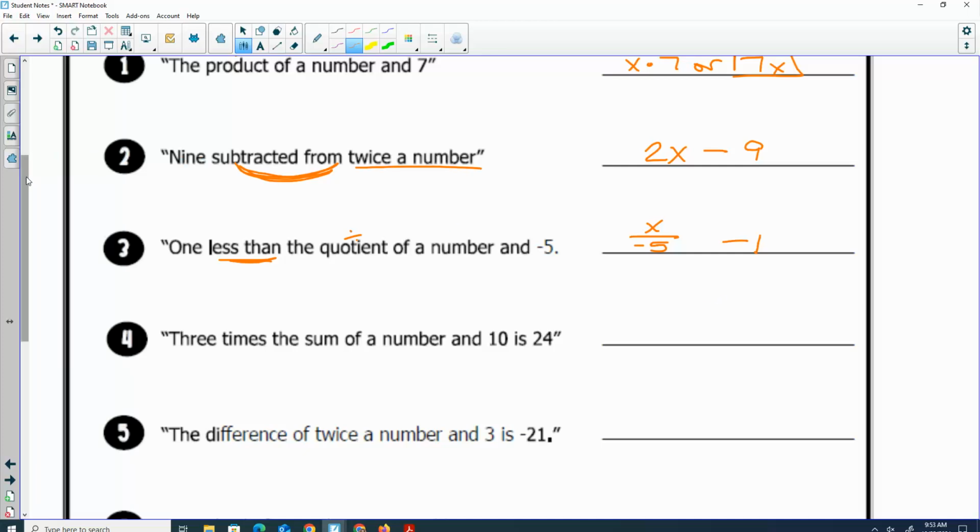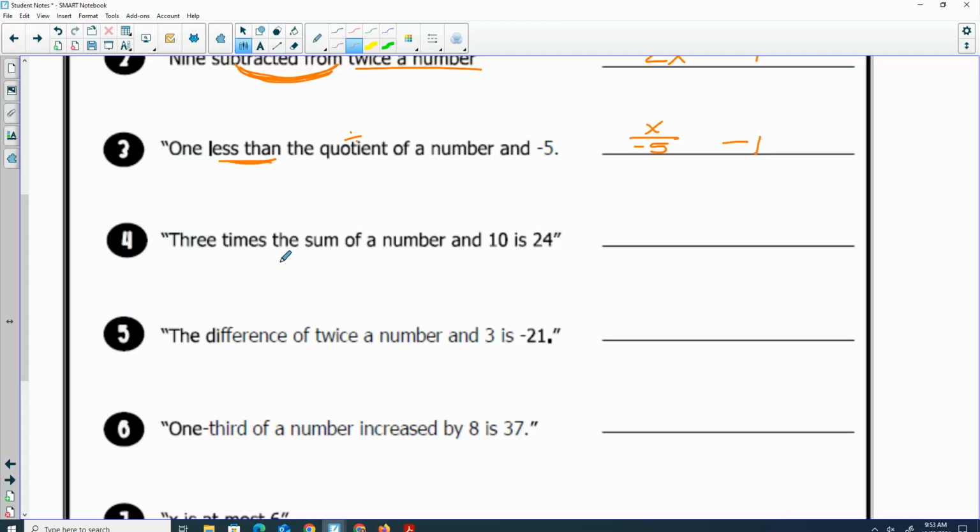Number 4. 3 times the sum. So 3 times, but if I'm going to multiply it with the sum, that was one of those phrases that meant we had to have parentheses. In my parentheses, I have to have the sum, and sum means we're adding a number and 10 is means what? Equals 24. So because I'm doing 3 times the sum, I have to add them first, so they have to be in parentheses. And then I take that answer times 3.